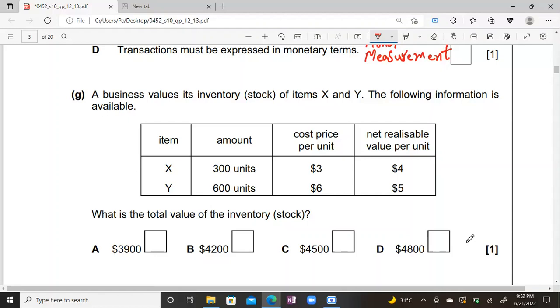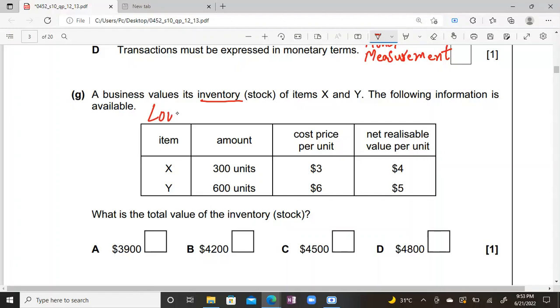A business values its inventory stock of items X and Y, and the following information is available. Item X has 300 units, cost price is 3 per unit, and net realizable value is $4. Item Y, 600 units, cost price is 6, and net realizable value is $5. What is the base for inventory valuation?